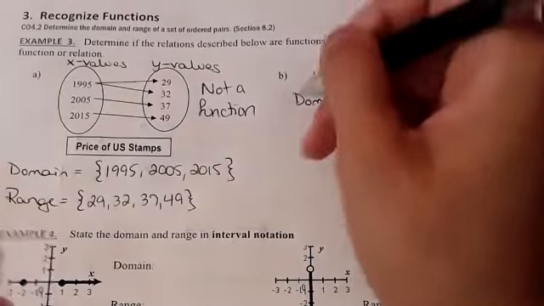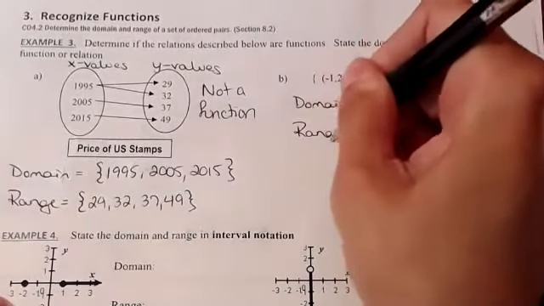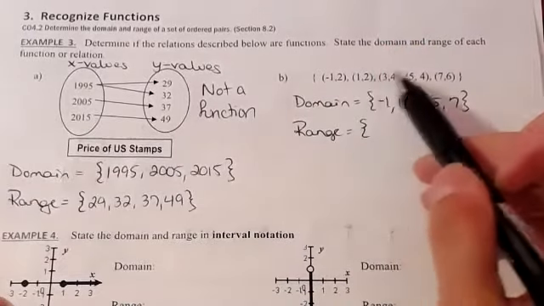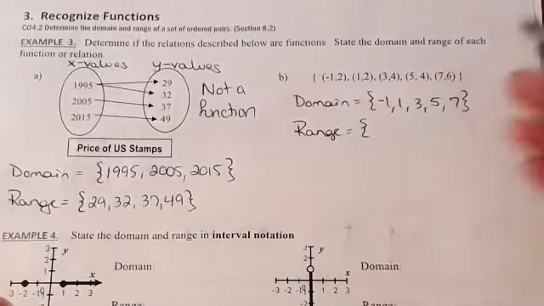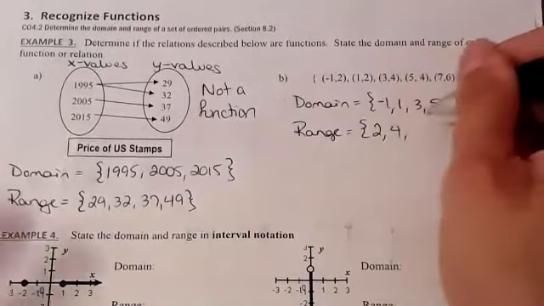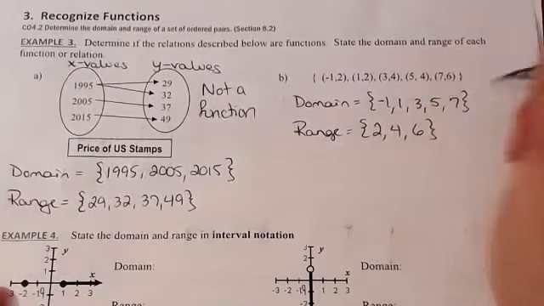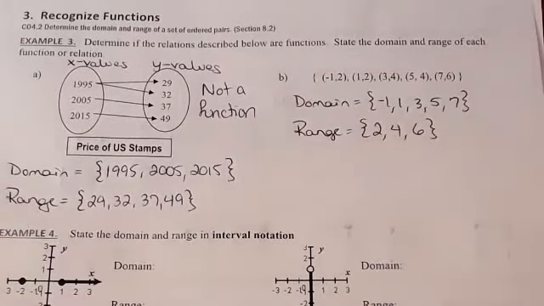Our range values are going to be our Y coordinates. So let's go ahead and list those. So we have 2, 4, 6. You're probably noticing that 2 appears more than once, 4 appears more than once, and 6 appears one time. The number of times that the Y value repeats is not important. When you list your range or your domain, you only list each value one time. Even if they do repeat, you just list it one time.